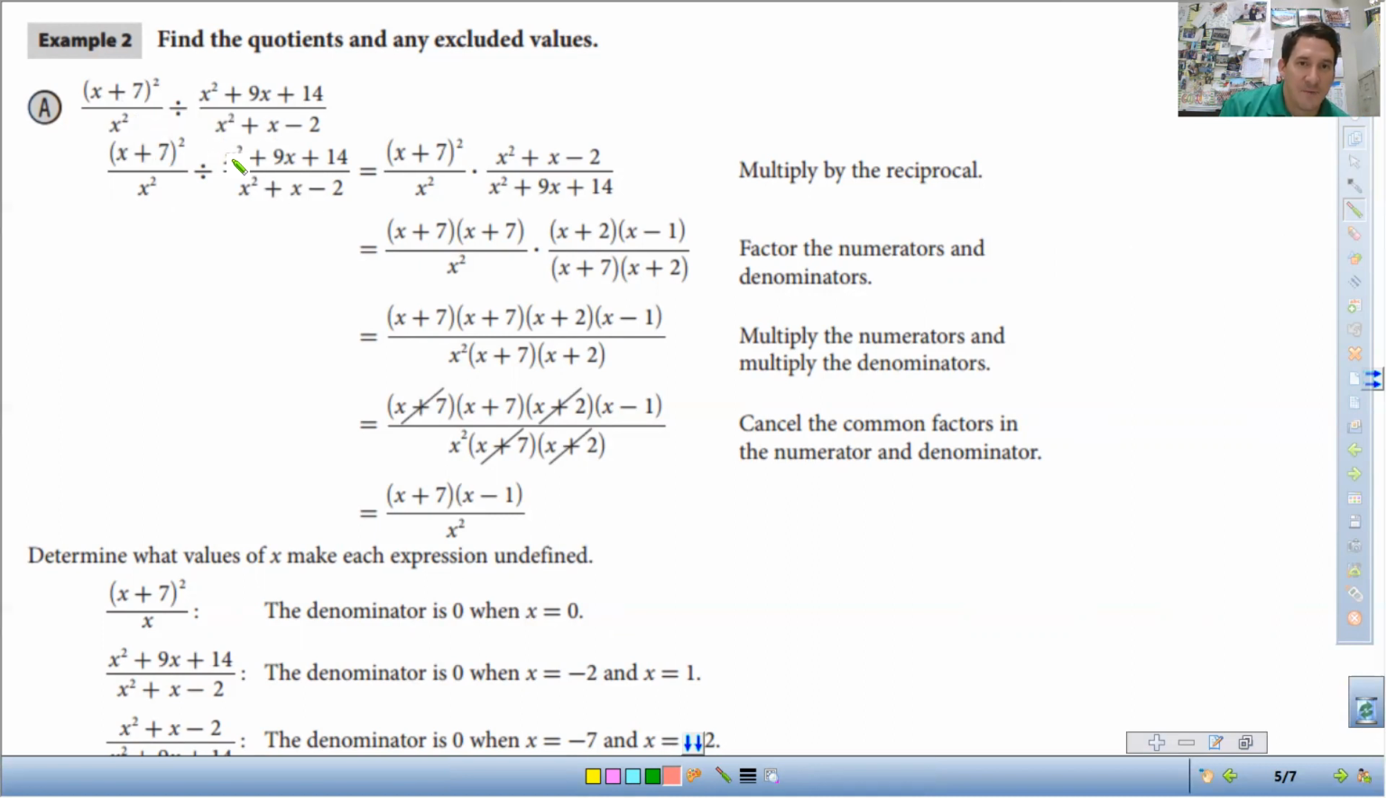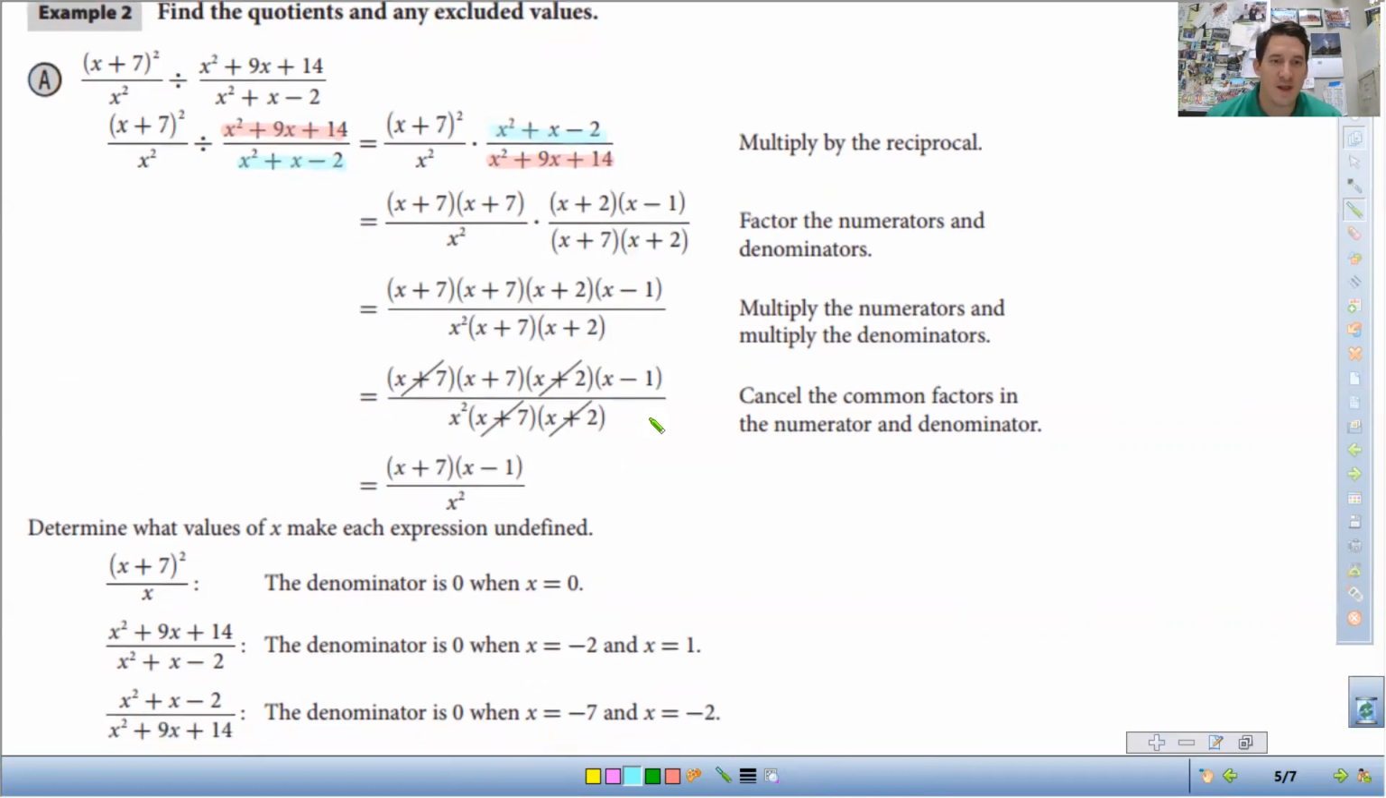If you look here, the first thing that happens is this gets flipped. So the x squared plus 9x plus 14 goes to the denominator. And the x squared plus x minus 2 goes to the numerator, right? So it's flipping that second rational expression. And then it's just like the problem we just did, where you factor everything that factors, cancel out common factors, and then simplify.